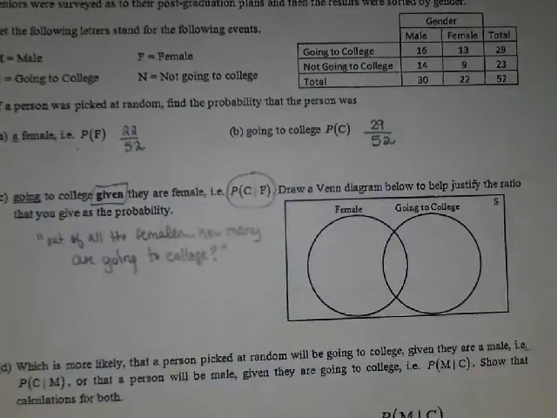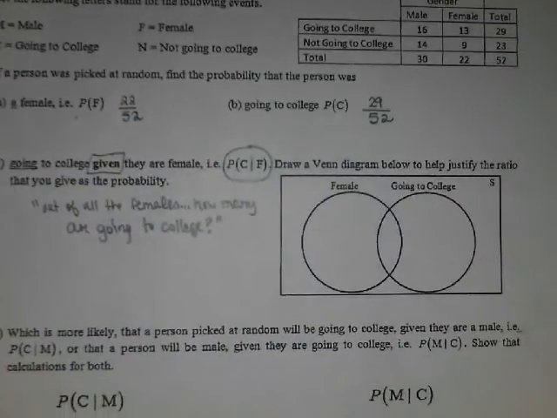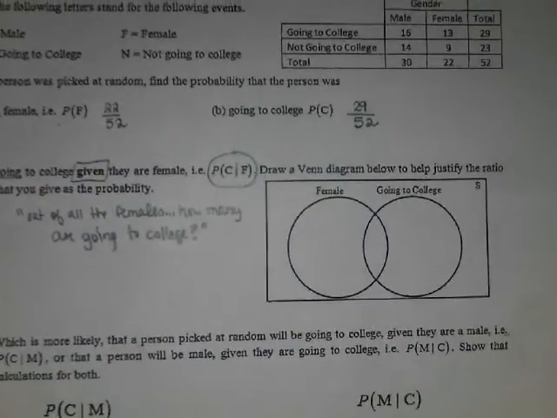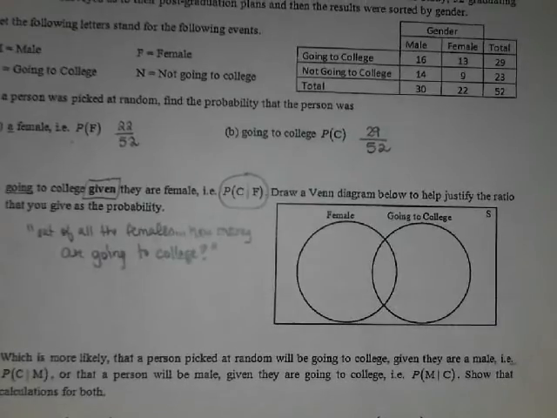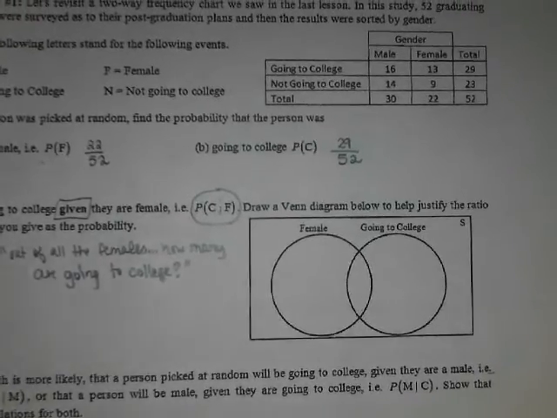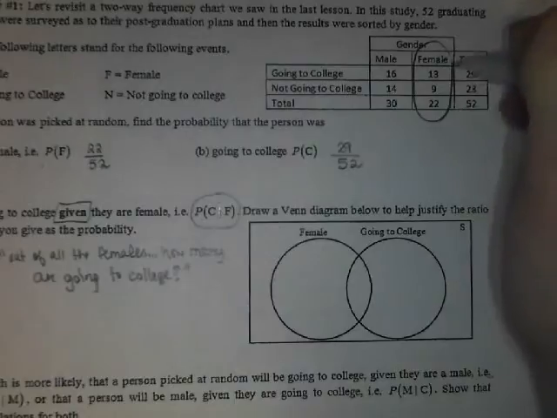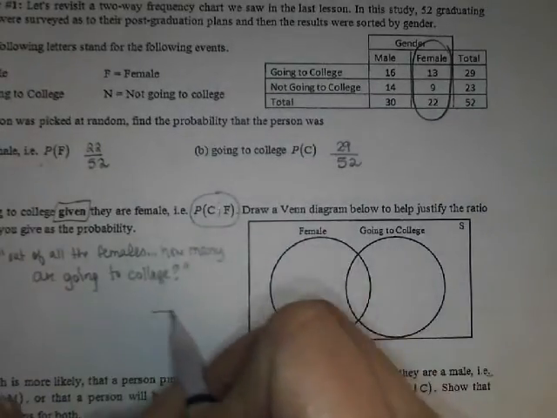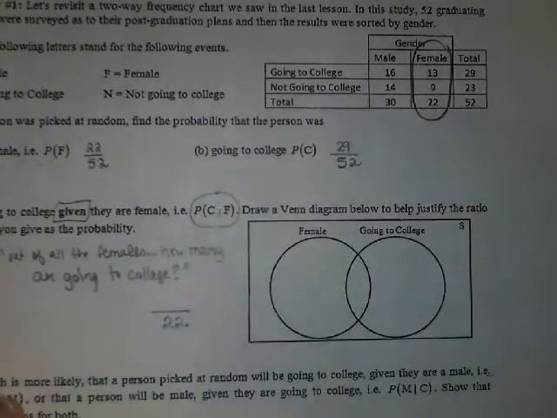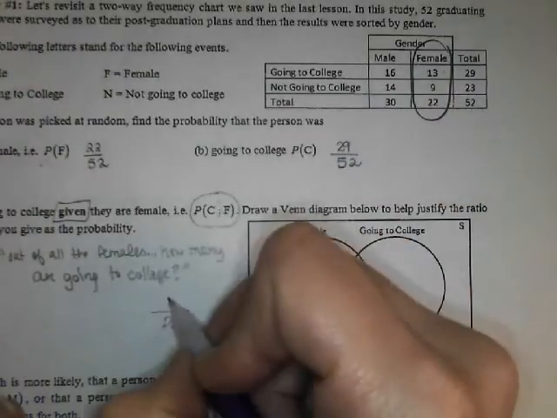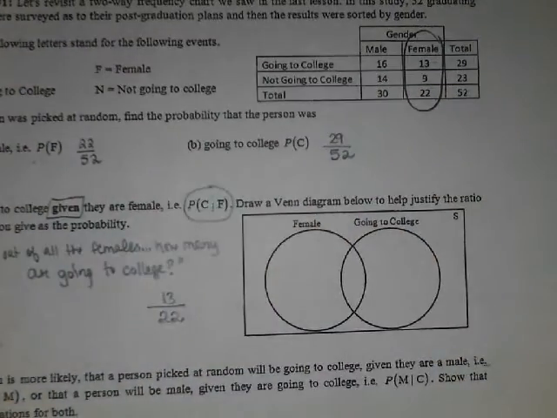This is kind of the phrasing that I think of every time. So look at your chart again. How many females are there? 22. So out of those 22 females, how many of those are going to college? 13. Are we on board with that? That's your probability.